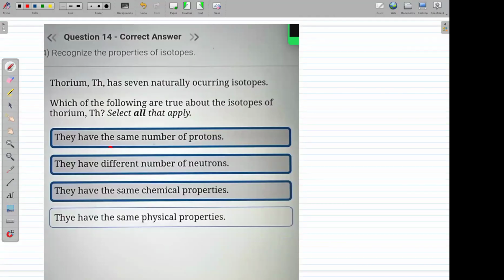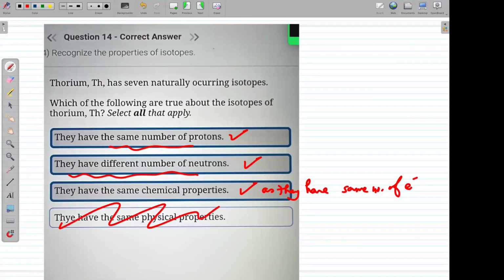They have the same number of protons. They have different numbers of neutrons. They have the same chemical properties because they have the same number of electrons. They have the same physical properties. Who said that? Nobody said that.